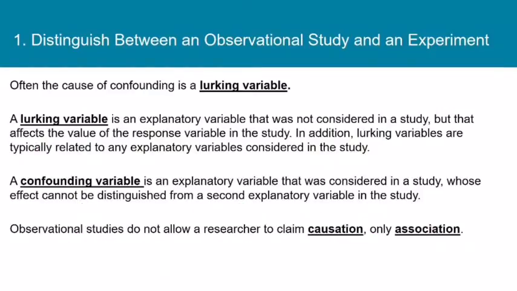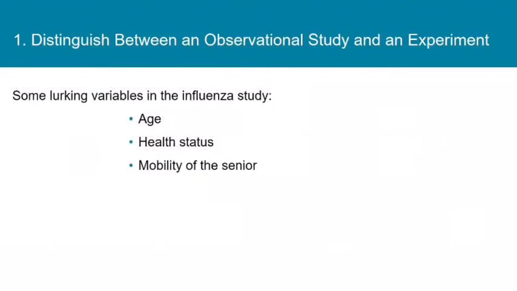Either way, the big problem here is that observational studies do not allow us to claim causation, only association. Now let's think back to the flu shot study that we looked at just a minute ago. Some of the lurking variables that you might say were in that flu study were age, health status, the mobility of the senior. Remember, there were only 2 groups, so we have no idea if the ages are comparable. It's possible that one group contained more sickly people and the other group contained more people that are generally healthy. It might be that how well somebody gets around determines how well they bounce back from the flu and whether they end up in the hospital.